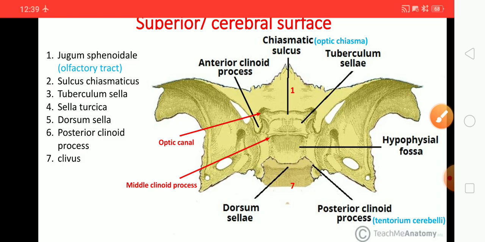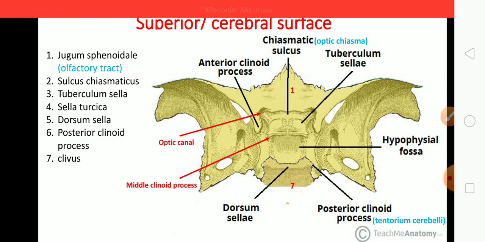Posterior to it is an elevation known as a tuberculum sellae. Again posterior to the tuberculum sellae is the sella turcica. It's a depression or the depressed area behind the tuberculum sellae. The hypophyseal fossa, it is the deepest part of the sella turcica that lodges the pituitary gland.